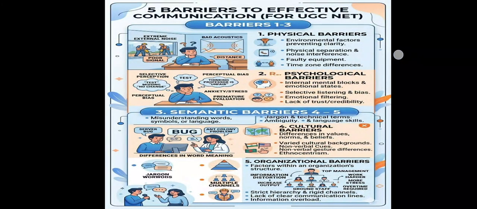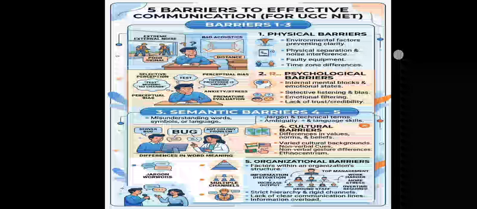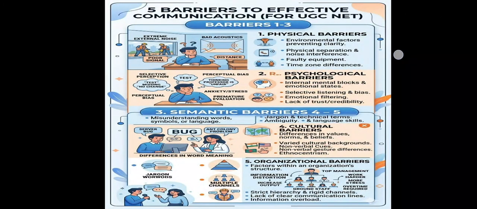Finally, let's explore our fifth and final category, which is organizational barriers. These are barriers that arise due to structure, rules, regulations, and hierarchy within a specific institution, corporate office, or university. As detailed at the bottom of the slide, these barriers happen due to factors within an organization's internal setup. It could be information distortion and rigid channels.